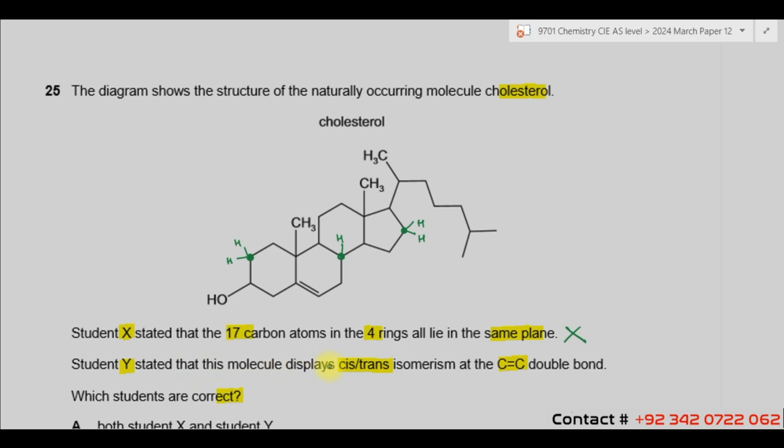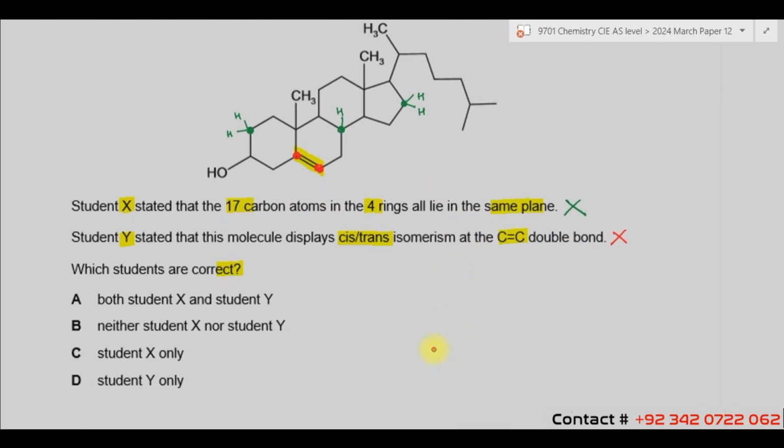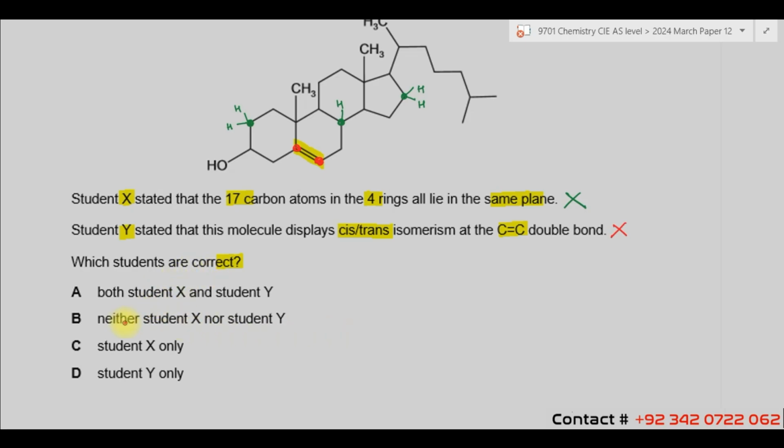Student Y states that this molecule displays cis-trans at C double bond C. So these 2 carbons are making a double bond. We can see we have this carbon and this carbon. As this double bond is present in a ring, the ring structure does not show cis-trans isomerism. This is because of ring strain. So the second student is also wrong. So which students are correct? Neither.